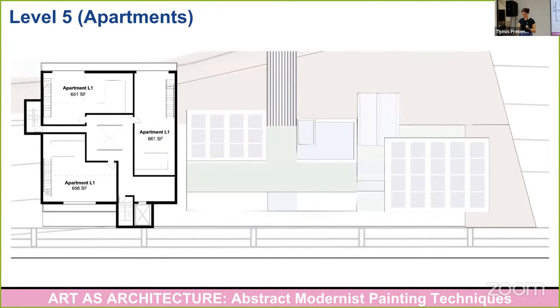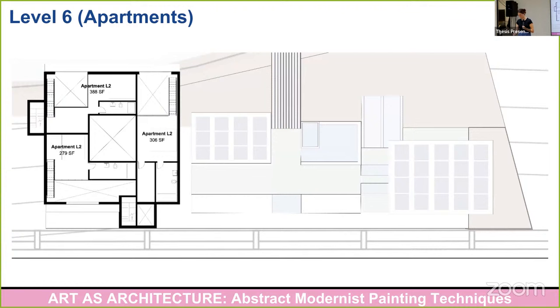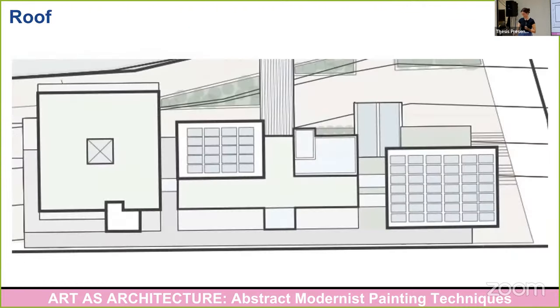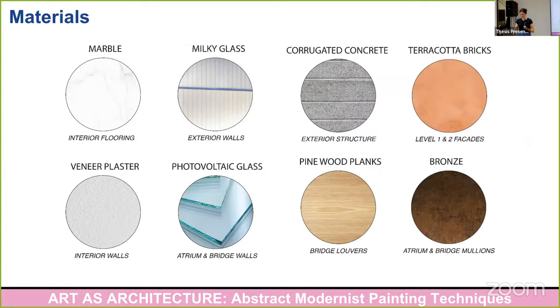Level 5 is the first entirely private level, which is the first level of apartments for the 3 artists in residence. They're organized around a central atrium as well. And each apartment is 2 levels with access to their own private balconies. Finally, the roof is a private accessible green roof for the residents, as well as solar panel arrays on the flat roof surfaces.